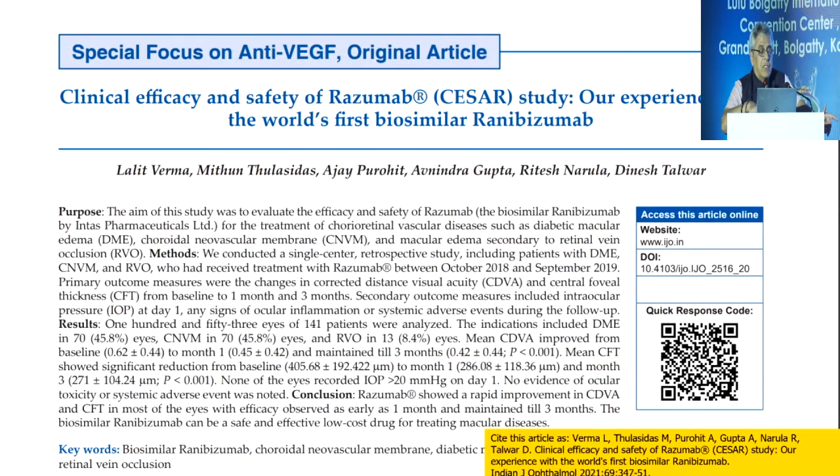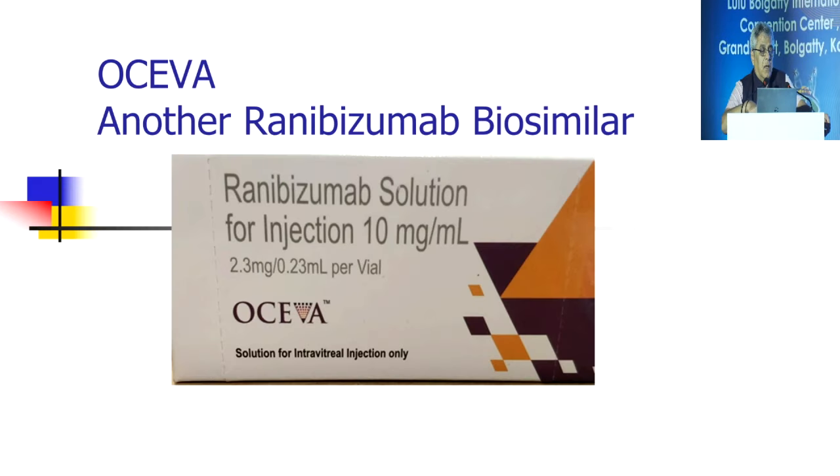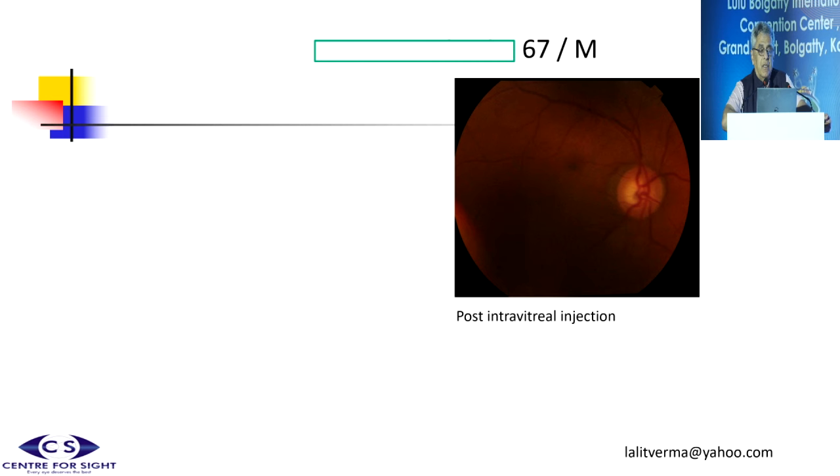And this was one biosimilar which we had a lot of experience with, and I show a couple of patients here who had the benefit. But entered another biosimilar, and this was by the name of Osiva, and we always want to try all these drugs, because ultimately you want to minimize the cost to the patient, and that is the whole reason behind it. I'll share a couple of examples of this new biosimilar which entered the market last year.